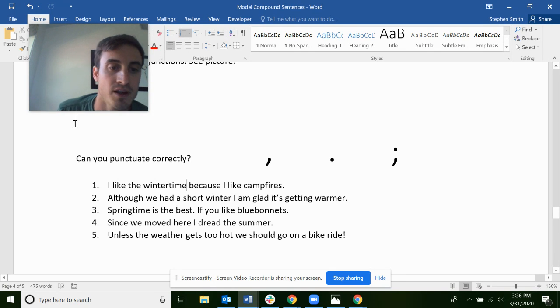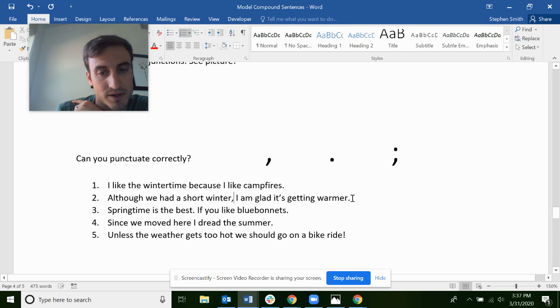Let's look at the next one. Although we had a short winter, I am glad it's getting warmer. So, although we had a short winter, that's your subordinate clause. Now, since it comes first, you need a comma. Although we had a short winter, comma, we're going to use the comma, I'm glad it's getting warmer. Let's look at number 3.